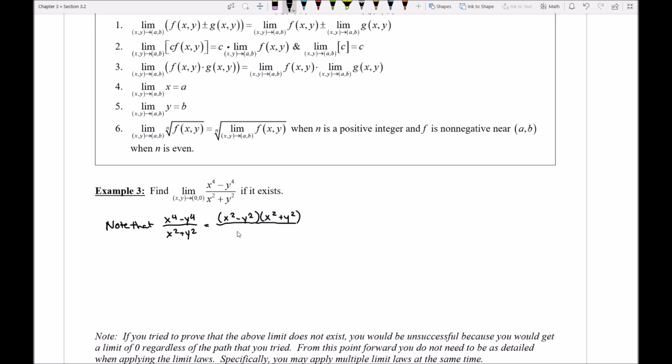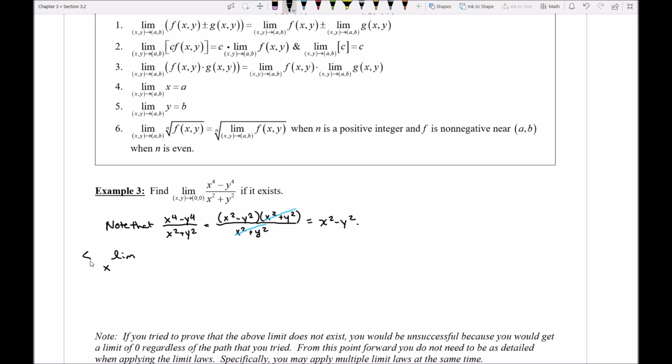And you might be able to then immediately recognize why that is super useful. Because once I have that, I can actually simplify out the x squared plus y squared and just be left with an x squared minus y squared. Okay? Well, once I have this, I can go ahead and immediately start to calculate the limit.